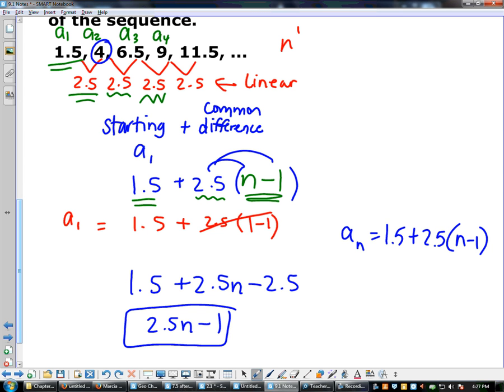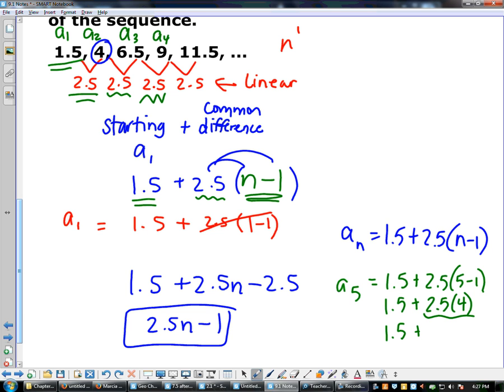Okay, and if we just test this one, if we just try a sub 5, then that would be 1.5 plus 2.5 times 5 minus 1. That's 1.5 plus 2.5 times 4. I need to do my multiplication first, so 1.5 plus 10, which gives me 11.5. Was that our 5th term of the sequence? Yes, it was. Awesome.